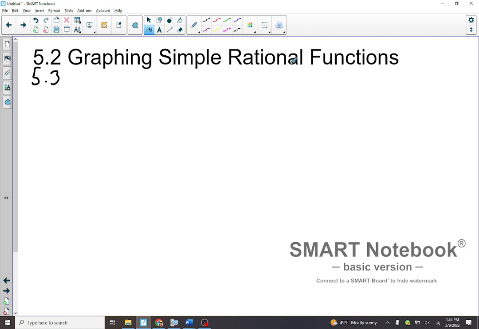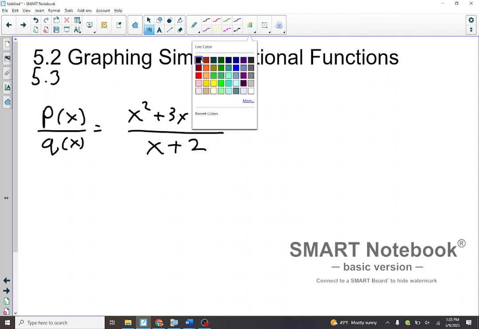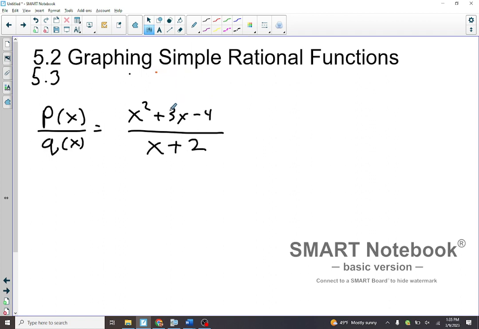Okay. So, in this section, we have a polynomial on top and a polynomial on bottom. Usually we call that P of X over Q of X. So, for example, I could have something like x squared plus 3x minus 4 over, let's say, x plus 2. Now, there's 3 scenarios that could occur. I'll do that also, don't worry.